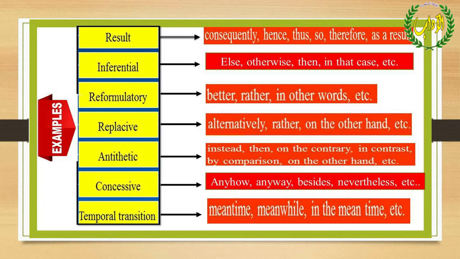For result conjuncts, we have words like consequently, hence, thus, so, therefore, and phrases like as a result. For inferentials, words like else, otherwise, then, in that case, etc. For reformulatory, we have better, rather, in other words, etc. For replacive, we have words like alternatively, rather, or a phrase like on the other hand. For antithetic, we have words like instead, then, phrases like on the contrary, in contrast, by comparison, on the other hand, etc. For concessive, we have words like anyhow, anyway, besides, nevertheless, etc. For temporal transition, we have words like meantime, meanwhile, or a phrase like in the meantime, etc.